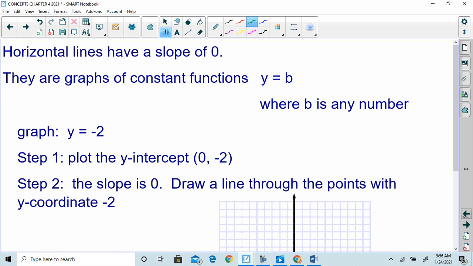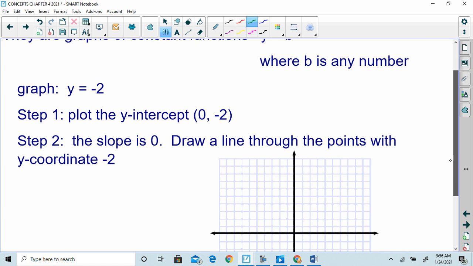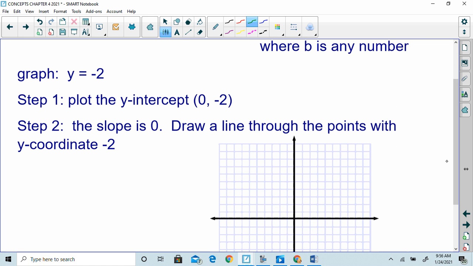The final thing I want to discuss today is what happens when we have constants. We've already talked about horizontal lines having a slope of 0, so we know that it's going to just go straight across. So they have this form, y is equal to b, where b is any number other than 0. So if I want to graph y is equal to negative 2, I'm going to go down on my graph to the y-intercept at negative 2. And I know that all these values here will also have a y-coordinate of negative 2.